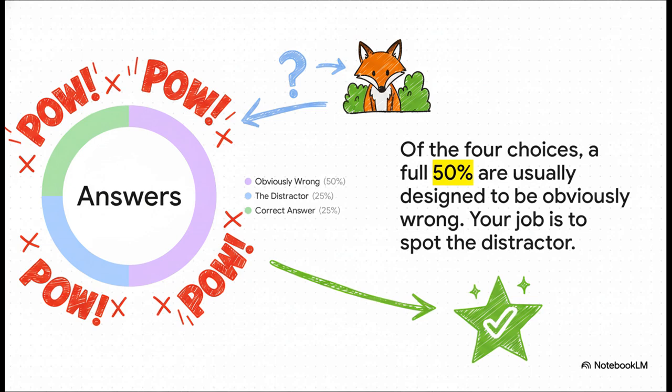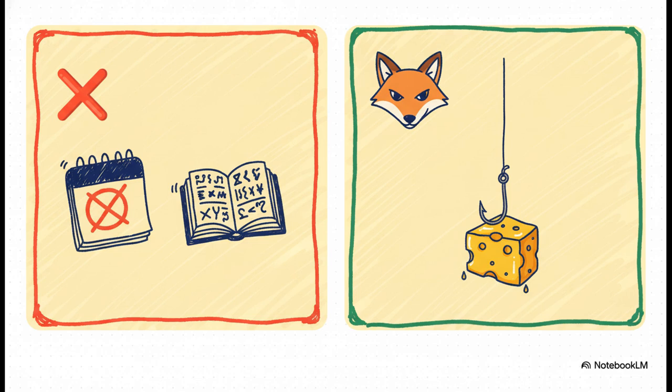This is the hidden formula behind most questions. Out of the 4 answer choices, half of them, a full 50%, are usually designed to be obviously wrong. Once you get rid of those 2, you've already got a 50-50 shot. The final choice always comes down to the correct answer and this other tricky thing called the distractor. Your entire job is to spot that distractor and avoid it. And knowing the difference here is absolutely crucial.